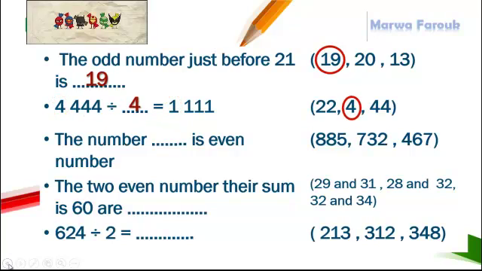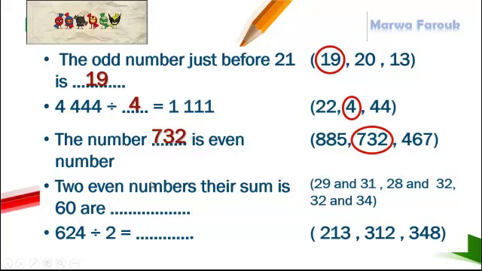Next one, what is an even number? He gave me three numbers and I want to know which one of them is an even number. We will look to the units place. The first number here I have 5, here I have 2, and here I have 7 in the units place. So which one of them is the even number? 732. Excellent.